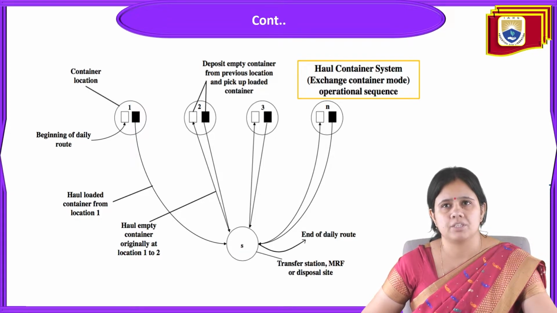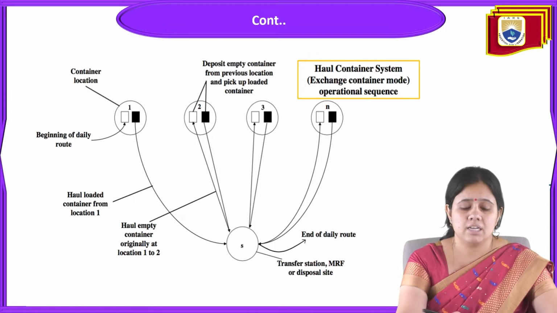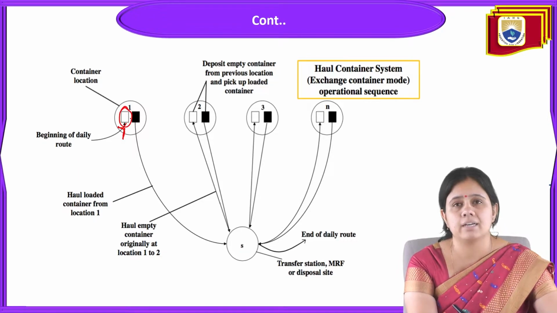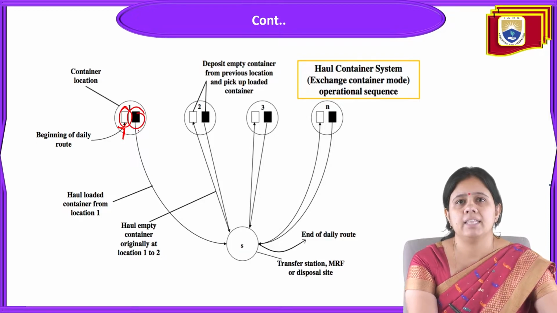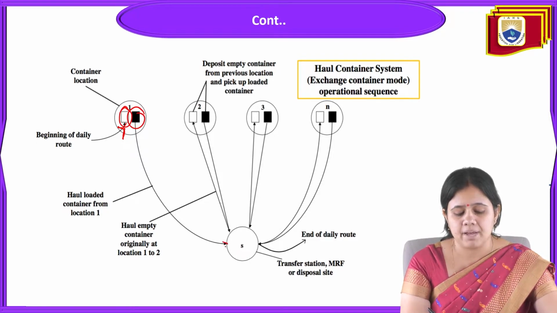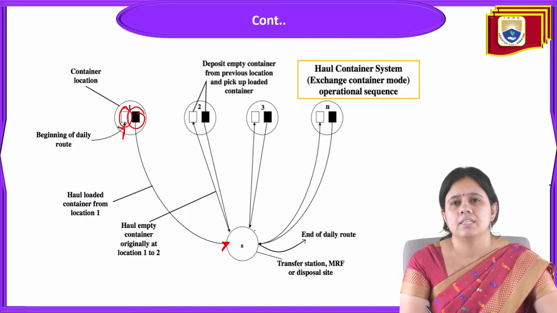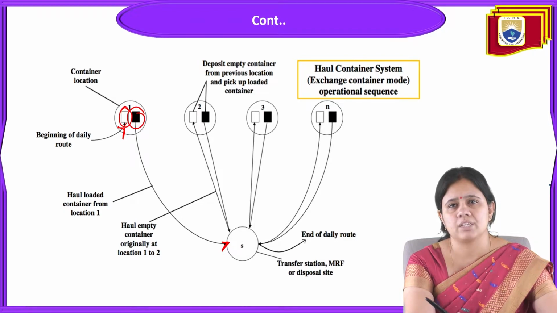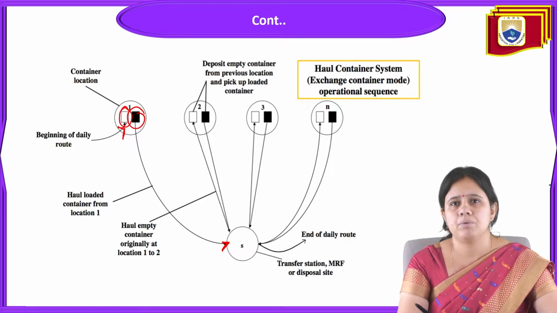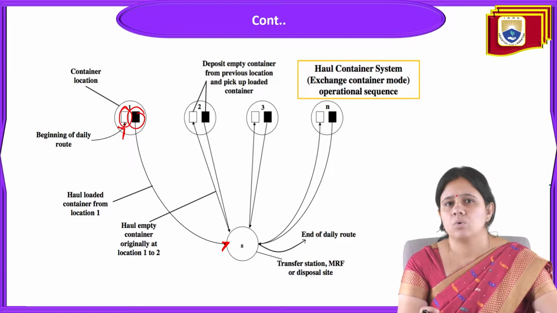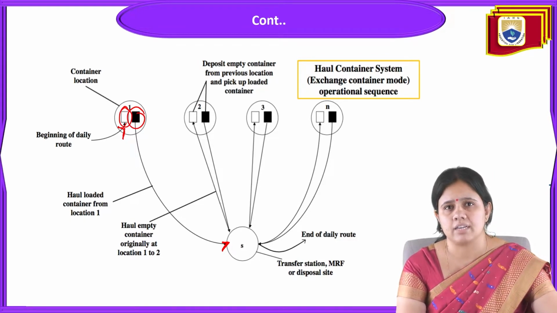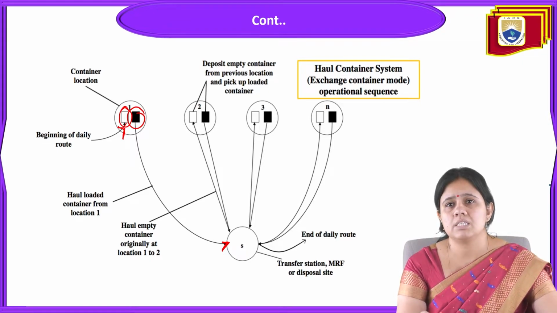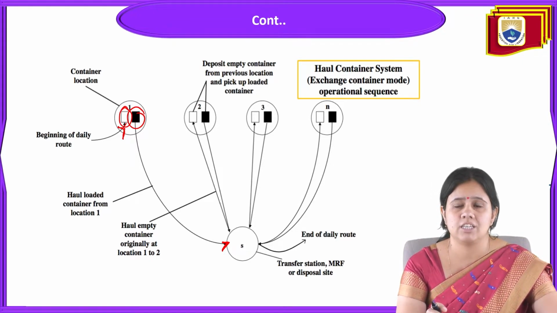Exchange container mode operation sequence. What happens? This is the beginning of the daily route. They will deposit one empty container, take the filled container, and go to the next MRF site, hauling it to the MRF site. This is the whole operation. Again, deposit the empty container from the previous location, pick up the loaded container, and haul it to the original location or the material recovery site. So haul the loaded container from location 1, then location 1 to 2. This type of situation is the exchange container mode.